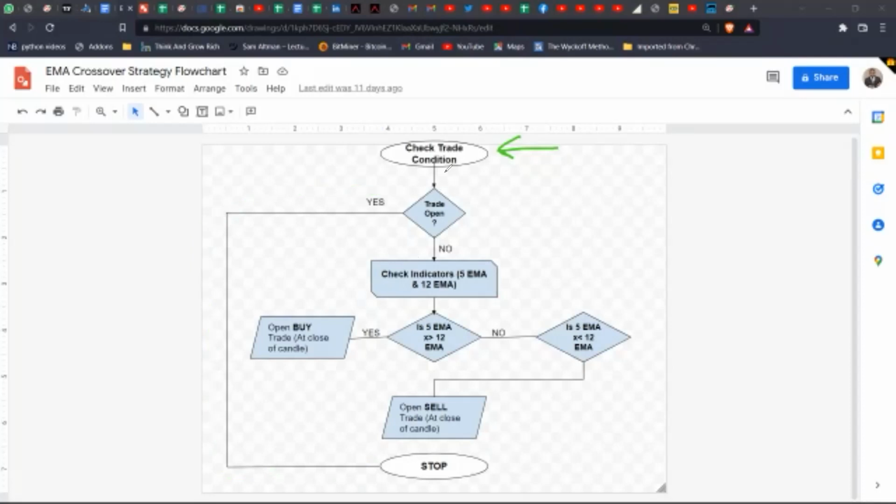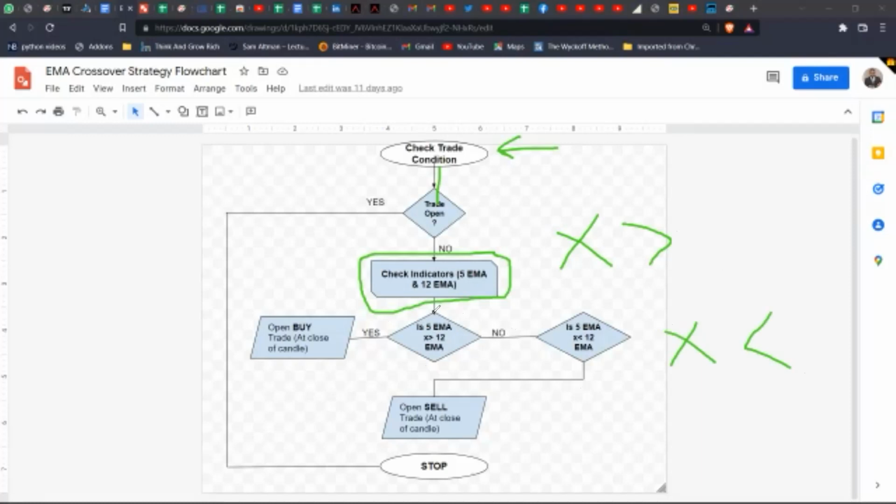However, if it checks and there are no open trades, then it will continue down and run the rest of the code, right? And what would it do? Well, it will check the moving averages. There are two moving averages that were inputted: the 5-period moving average and the 12-period moving average, right? Now, first of all, it's going to check whether the 5-period moving average is crossing above the 12-period moving average. This sign, X greater than, stands for crossing above, right? And then obviously X less than stands for crossing below, right?